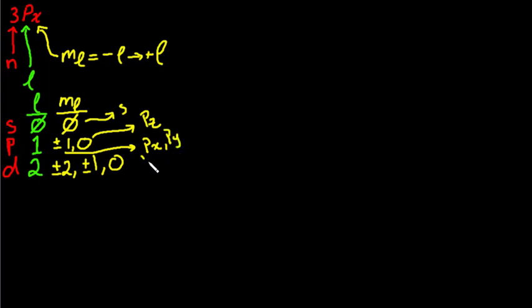Same idea in the case of a d orbital, the 0 would be assigned to dz squared, and then the values plus minus 1 would be assigned to dxz and dyz, and then plus minus 2 would be assigned to the orbitals that do not have any z component, that are dx squared minus y squared and dxy.